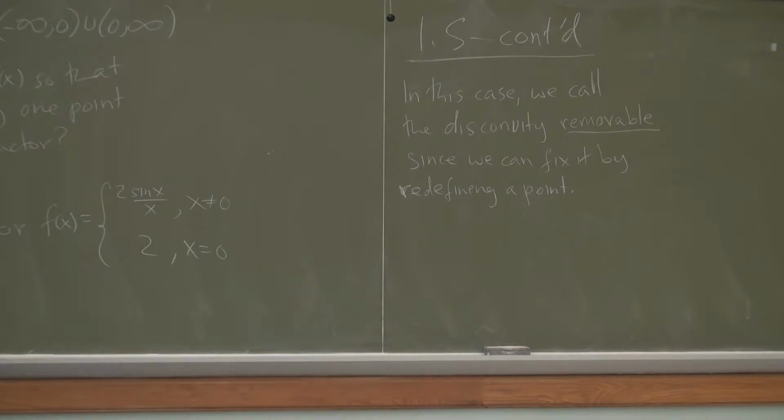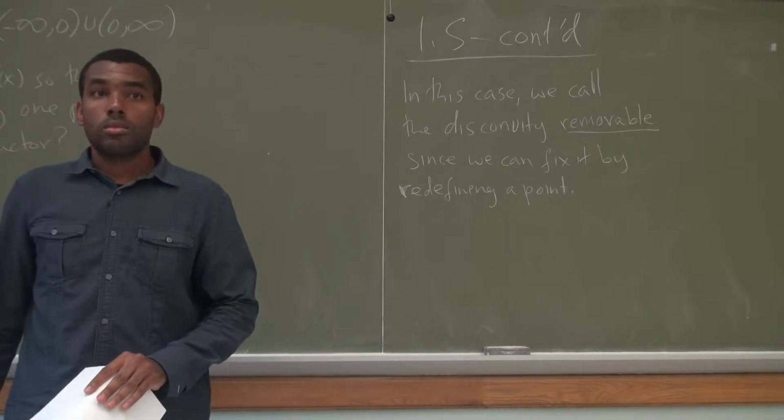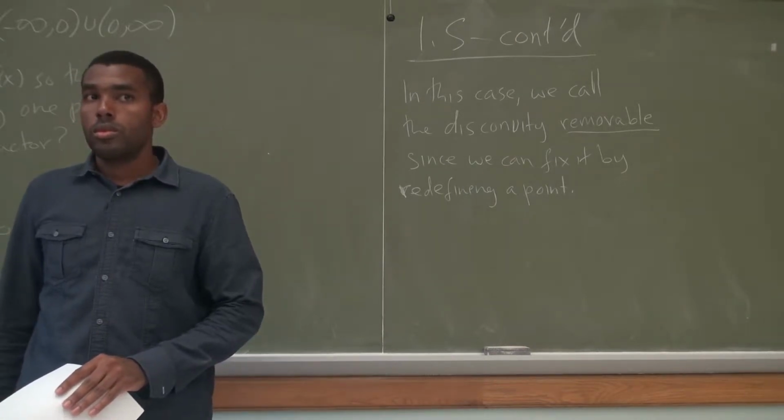Since you can sort of fix it by minimally redefining the function, we call it a removable discontinuity. Yes, we're discontinuous at 0, but it's not such a big deal. You can just move a point and it's all fixed. Right?